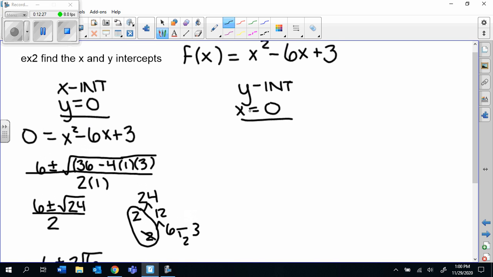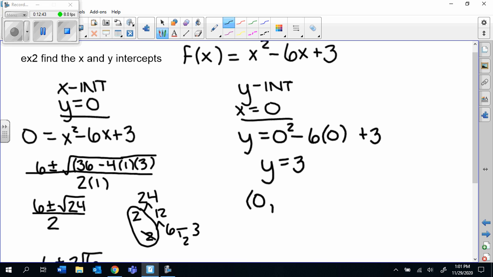For the y-intercept, we're just going to plug in x equals 0, and you can tell pretty quickly that this one's going to drop out, and this one's going to drop out, and it's just going to be y equals 3. So this side always goes a little bit faster, and so my y-intercept is (0, 3).